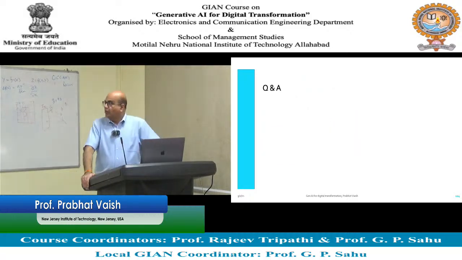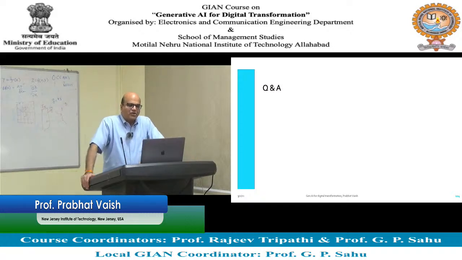Okay, so intuitively we saw two different types of networks: the convolutional and the GAN. We didn't talk about autoencoders, but we will look into them later. Any questions here at this point of time?